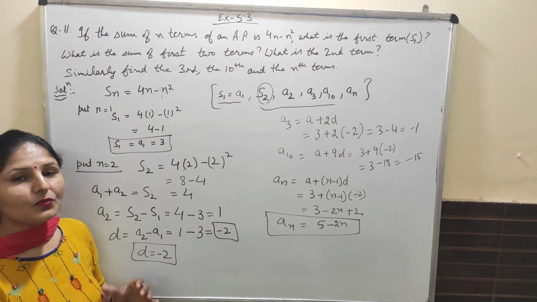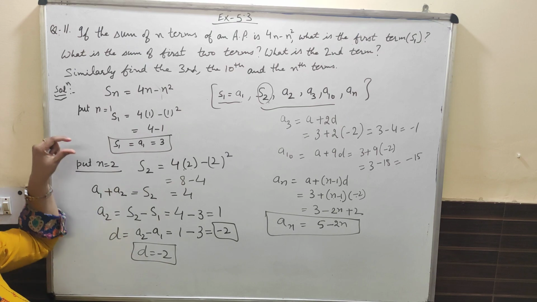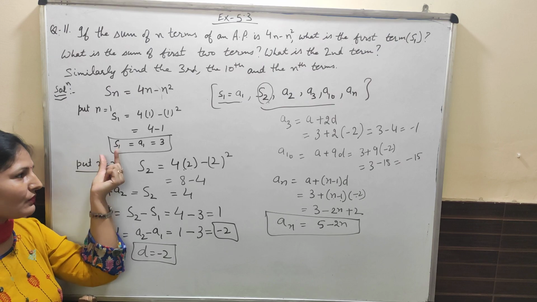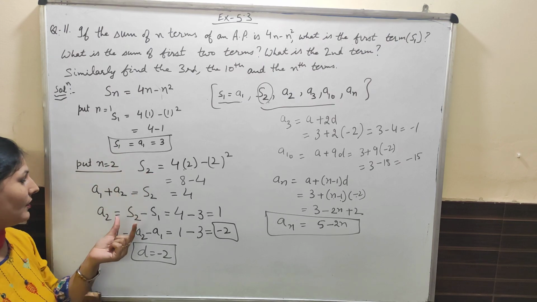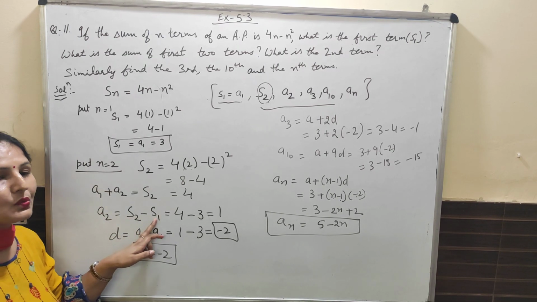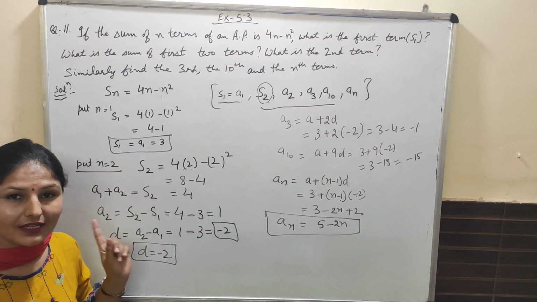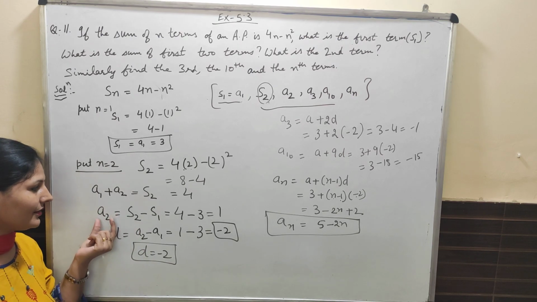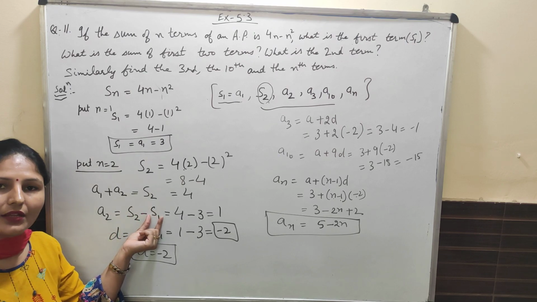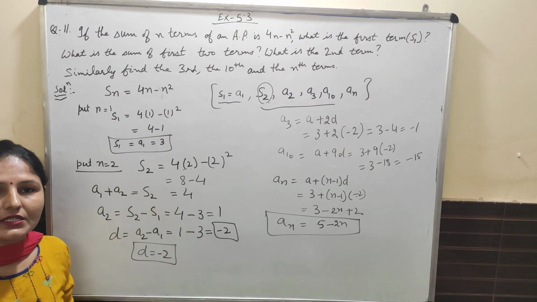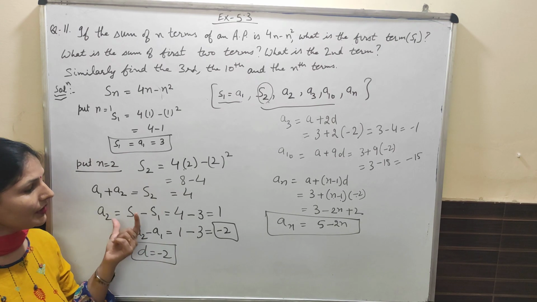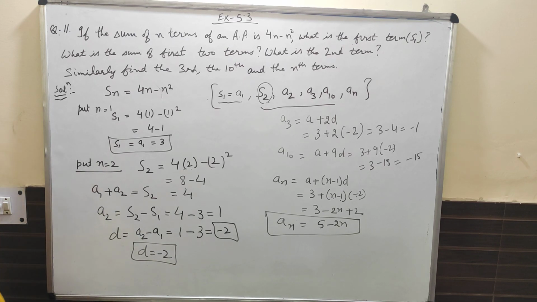Yes students, there was nothing difficult in this, you only need to have this concept clear. What S1 stands for, what S2 stands for, what S3 stands for. Actually, if we subtract S1 from S2, we do not get the common difference. What do we get? The second term. Because S2 is A1 plus A2 and S1 is A1 only. A1 plus A2 minus A1, we will get A2, which is the second term of the AP. Okay? Is it clear?